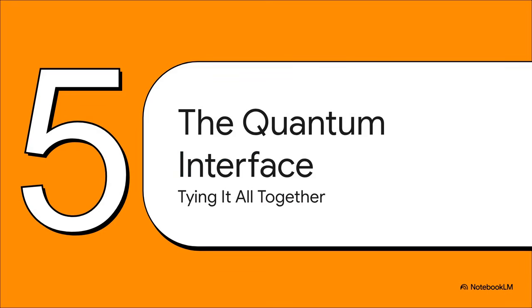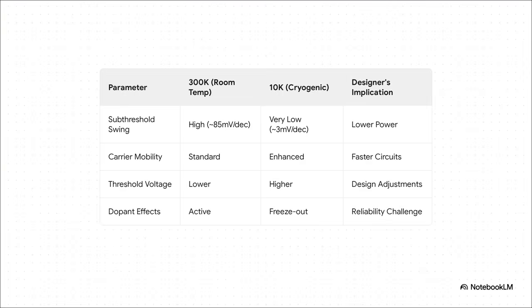Okay, let's pull it all together now. Let's think like the engineer who actually has to design this quantum interface. What we've got is a set of amazing benefits and one really big challenge that we have to manage. It's a classic engineering trade-off. This table pretty much sums up the engineering balance sheet. So on the plus side, going cryogenic gives us that super low sub-threshold swing, which means way lower power, and enhanced carrier mobility for faster circuits. That's a huge win. On the minus side, our threshold voltage shifts around, so we have to adjust our designs for that. And the big one, we have to deal with the device variability from dopant freeze-out. That is our #1 reliability challenge.